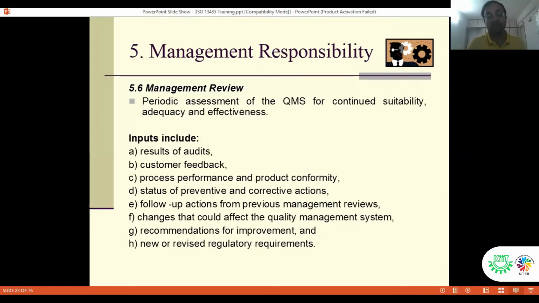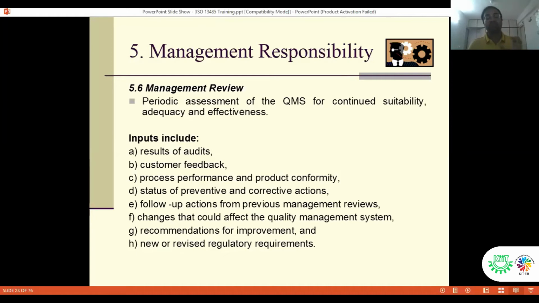For the management review meeting, what are the different inputs? Any internal or external audits, any feedback which you have received with respect to your product from your market, any status of preventive and corrective actions, CAPA, which you have taken, follow-up from any previous management review meetings, any regulatory standards, and recommendations for improvements. All these points you have to discuss at the time of the management review meeting.